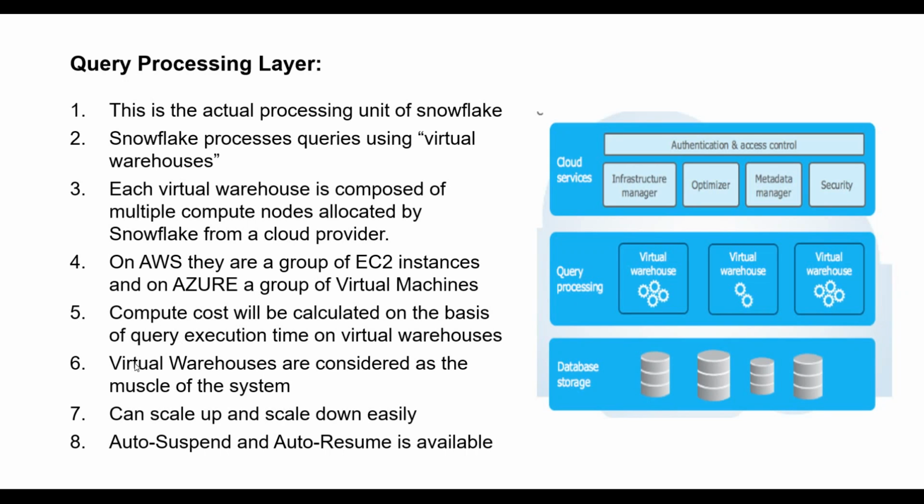That's it. And virtual warehouses are considered the muscle of the system. While cloud services is the brain of the system, which will take care of everything, the query processing layer is the muscle of the system. If you want to do any physical task, your brain has to send instructions: do this, take this thing, do that work. But at the end of the day, who has to do it? Your hands, your muscles, right? So queries will be executed finally on the query processing layer. So we call this the muscle of Snowflake.